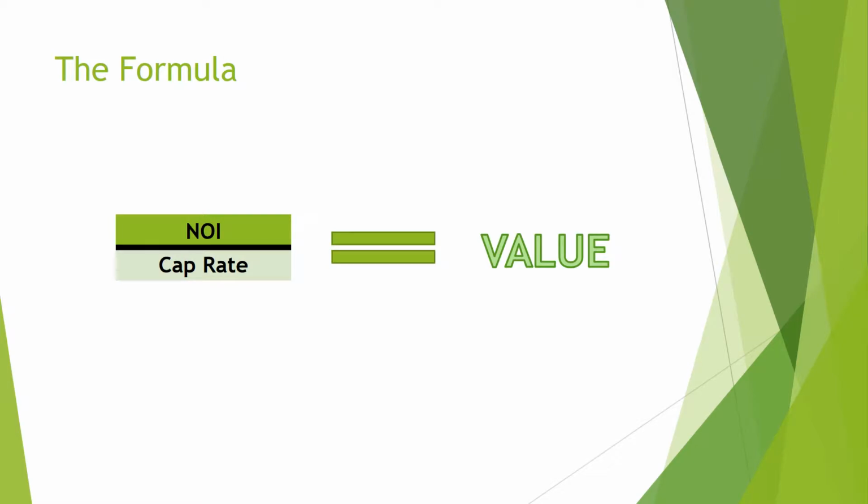So we start with the formula. The multifamily value is determined by NOI divided by cap rate. NOI stands for net operating income, and we divide that value, that's dollars, by cap rate, which is a percentage, and that is very specific to the submarket of the property, and that gives us the value.